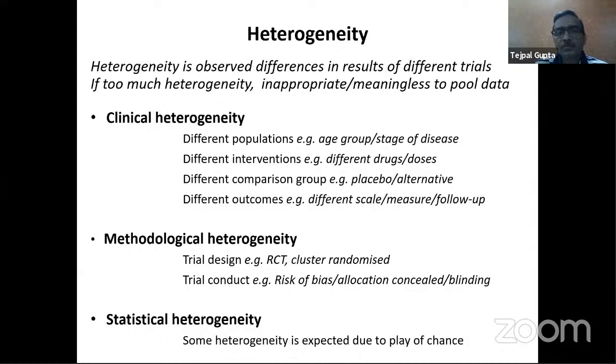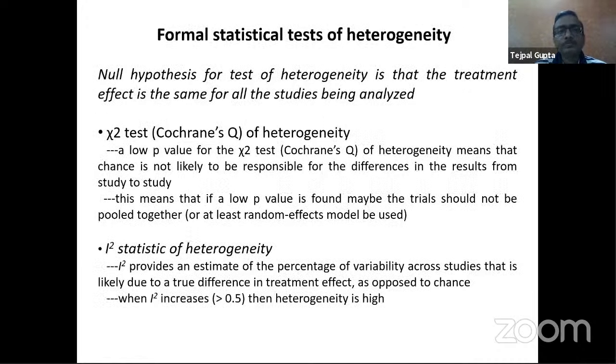Now, we do come across heterogeneity in systematic reviews and meta-analysis, and heterogeneity is observed differences in results of different trials. If too much heterogeneity, then it may be inappropriate to pool data. So you could have clinical heterogeneity, methodological heterogeneity, and statistical heterogeneity. There are certain tests that assess heterogeneity, and the two common ones that meta-analysis uses are the Cochrane's Q test of heterogeneity and the I-squared statistic of heterogeneity.